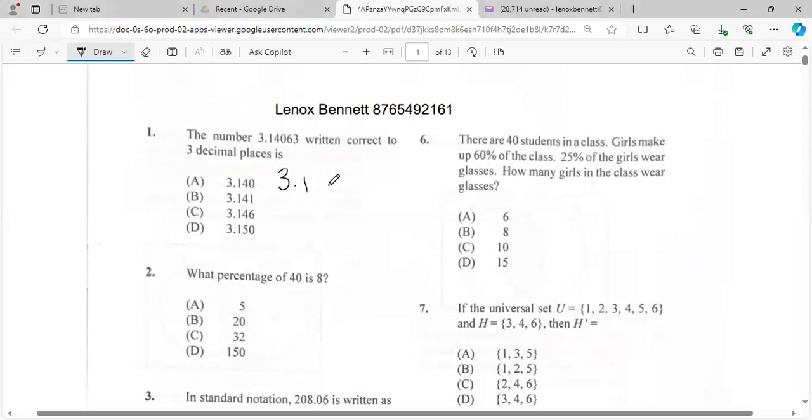So we have 3.14063. So it means 2 numbers must come after the decimal point. So we have 1, 2, but we go to the third one. If it's 5 and over, we add 1. So that's 3.14. Congrats to all who passed this exam.